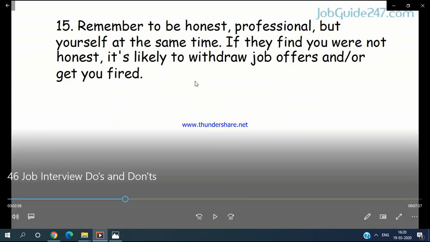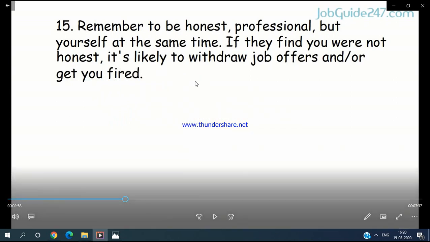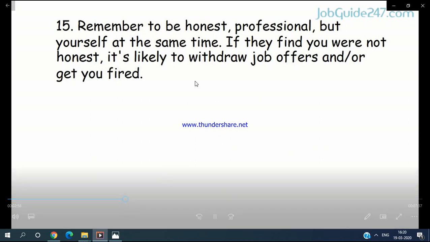Right, so they will not give you a job if they find that aapne jhoot bola hai. They will not give you a job because they don't want a dishonest person in their office, right? So try to speak honestly.